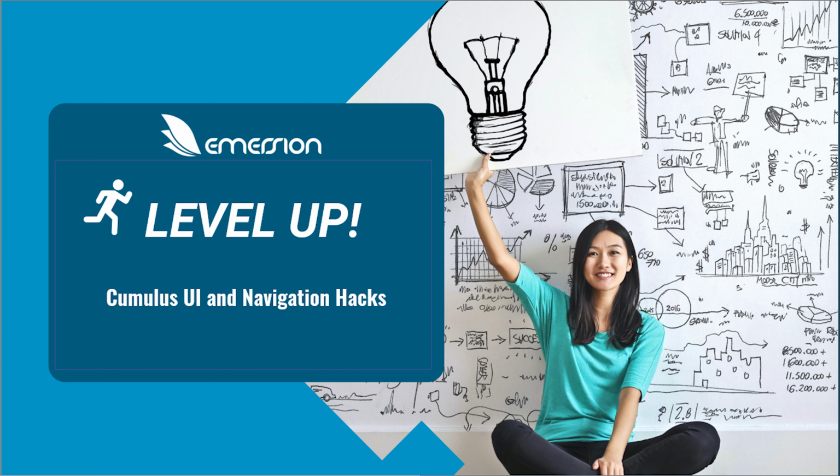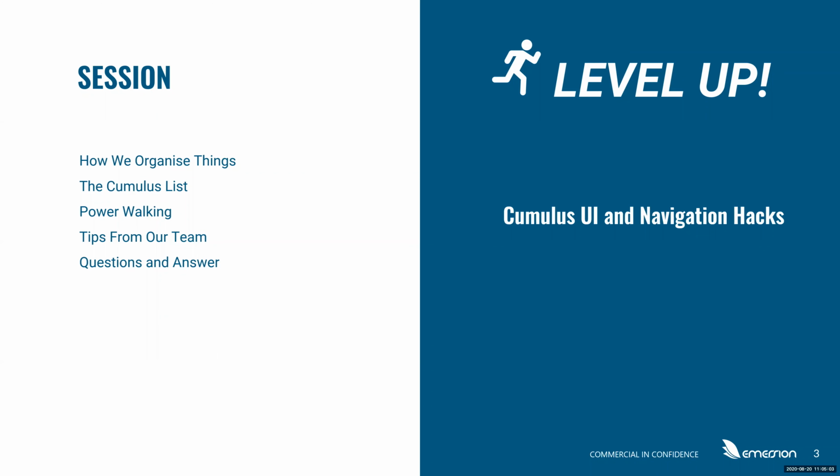We get a lot of feedback around the Cumulus UI, so we thought we'd put in one of the sessions that we do in Level Up to give you a little bit of an idea about how we organise data, how we organise stuff. We'll go through a couple of the features around the Cumulus list and how to do a little bit more of what I call power walking, which is getting to where you need to go maybe a little faster than what you're doing today. Got some tips from team members. Our support team has been kind enough to provide some input into this as well. And then we open it up for question and answer, so open forum. Hopefully you get something out of today's session.